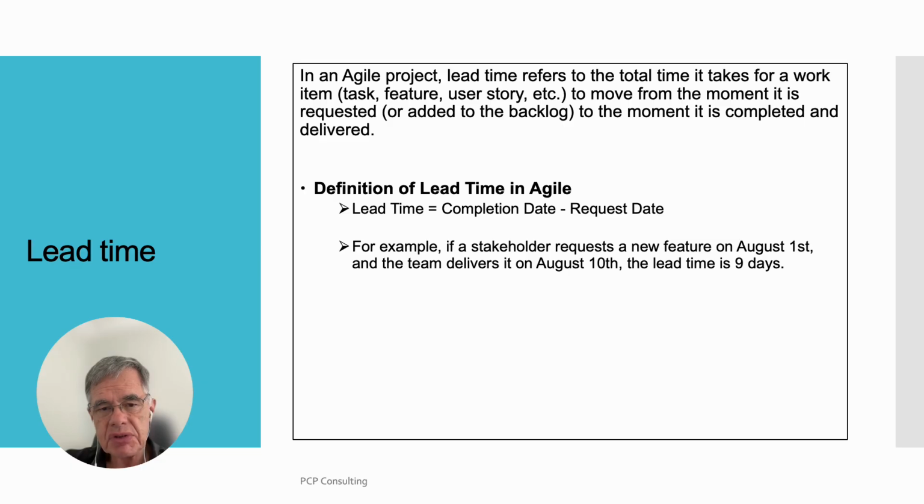Lead time equals completion date minus request date. For example, if a stakeholder requests a new feature on August the 1st and the team delivers it on August the 10th, the lead time is 9 days.